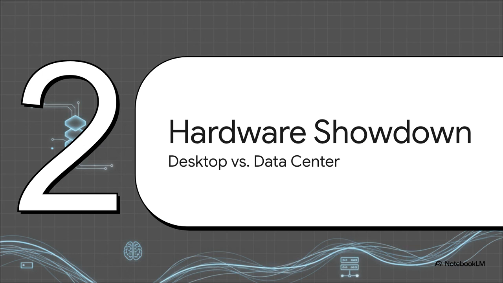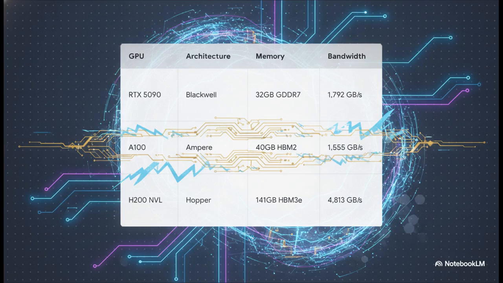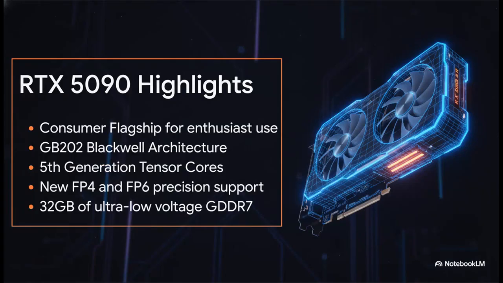And now, Section 5, the ultimate comparison. Desktop versus data center. Let's put all of this into practice. Side by side, you can instantly see the difference in scale and intent here. The RTX 5090 brings incredible speeds using 32 gigabytes of the new GDDR7 memory, pushing nearly 1,800 gigabytes per second. The older A100 totally holds its own using the Ampere architecture and HBM2 memory. But then look at the H200 NVL. It completely changes the game. Using Hopper architecture, it packs 141 gigabytes of cutting-edge HBM3E memory, pushing a massive 4,813 gigabytes per second. No contest.